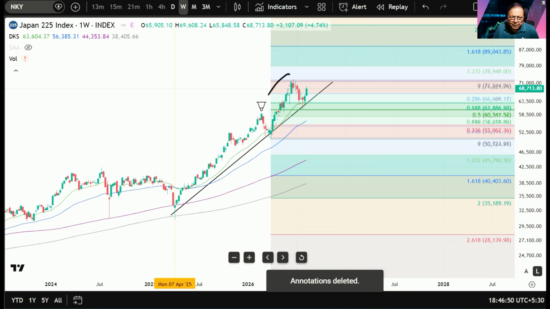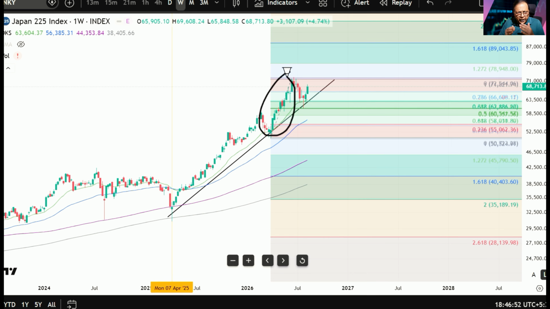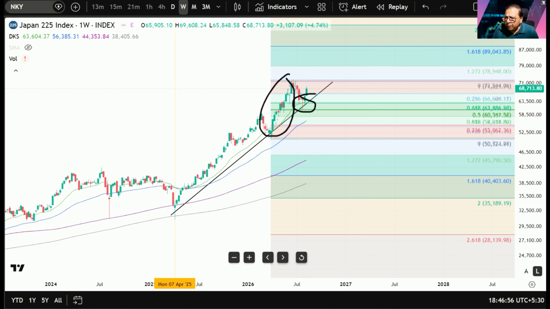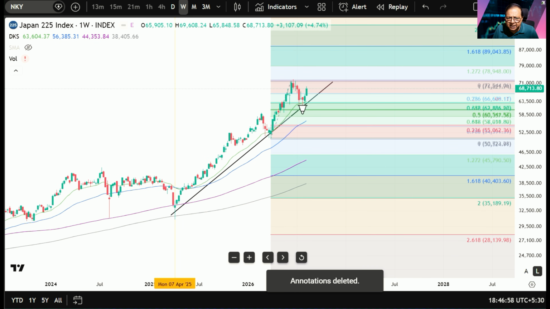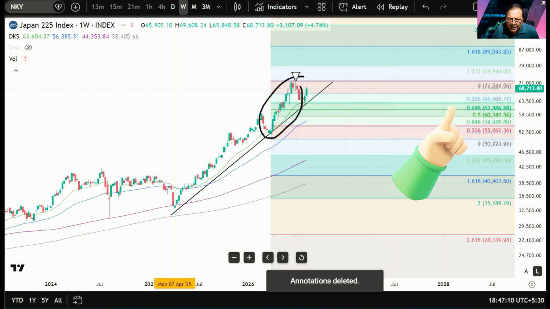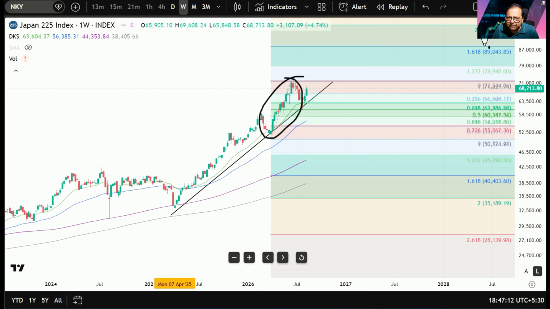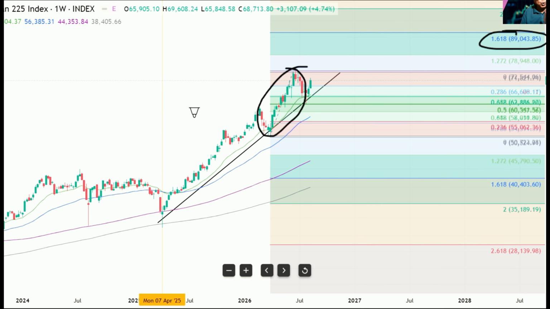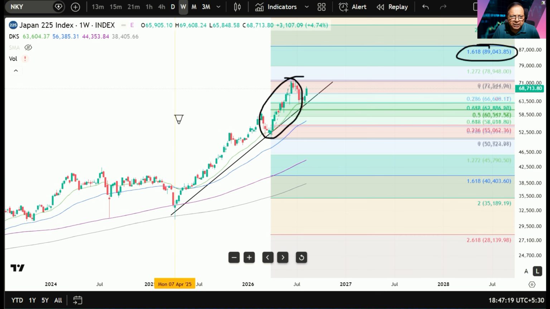If we refer to the prior impulsive wave, which is well-defined impulsive wave, and this bounce back is significant because if you do the retracement analysis, it has bounced from 61.8% retracement level, which is a golden ratio. And if we project the target by using the prior impulsive wave, 161.8% expansion comes at around 89,000 level. Overall trend is extremely bullish in Japanese market.